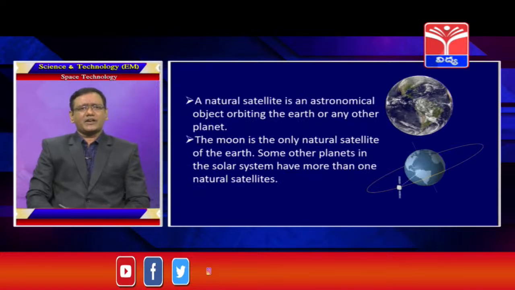A natural satellite is an astronomical object orbiting the Earth or any other planet. As we all know, the moon is the only natural satellite of the Earth. Some other planets in the solar system have more than one natural satellite. So the Earth has one satellite, that is the moon. This moon revolves around the Earth in a particular path.